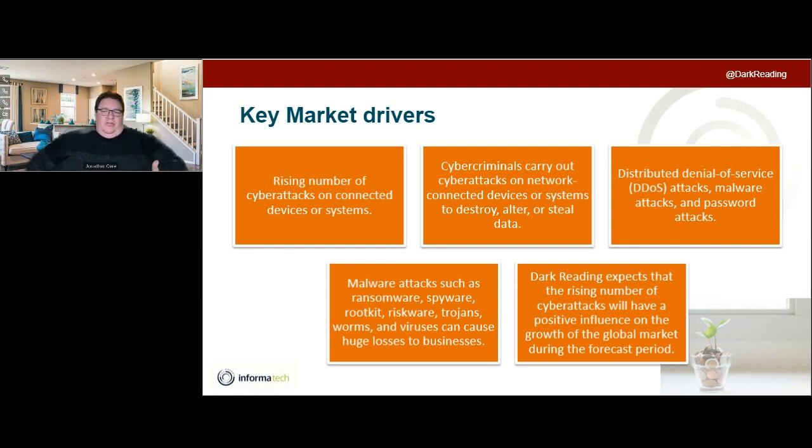DDoS attacks, again, are used to obviously prevent access to key systems. So if I am a video content provider and nobody can get access to the subscription service I provide, I'm going to see a sharp drop in customer satisfaction and possibly a drop in subscription numbers as well. That can be quite deadly in today's fast-moving world.